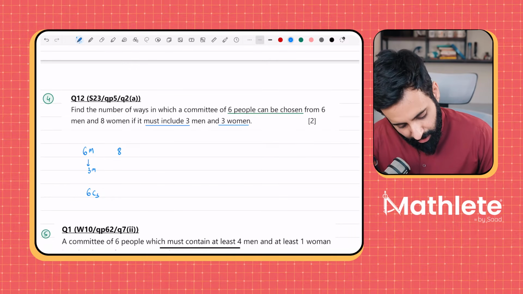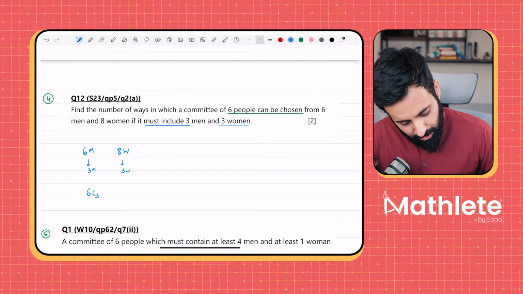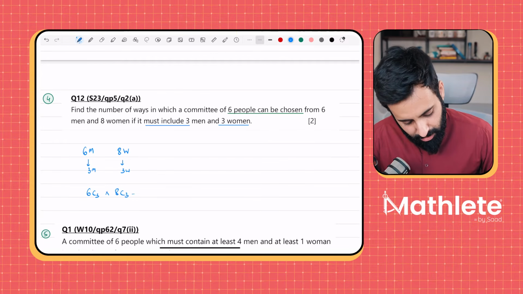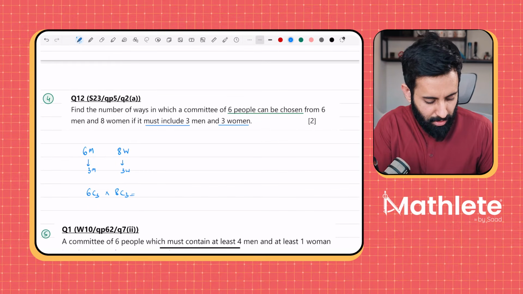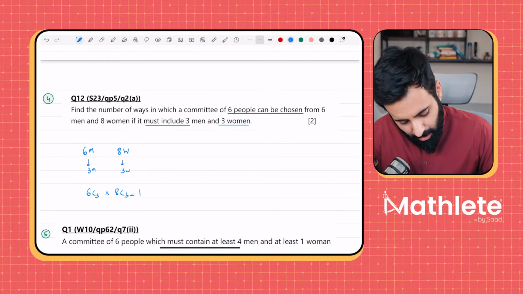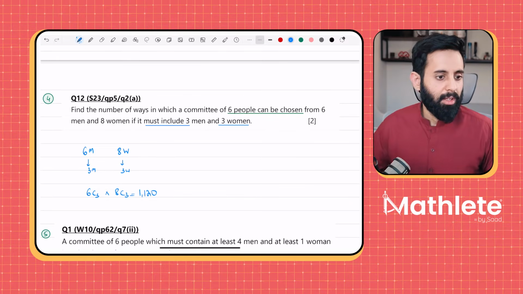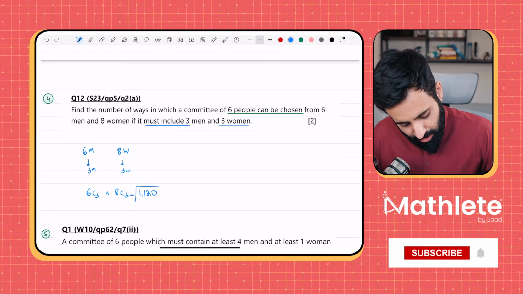And from the 8 women, we must choose 3 women. So how can you do that? That's 8C3. So let's work this out. Pretty easy, no? 6C3 times 8C3 is equal to 1,120. Let's see if that's the correct answer. Yep, that is the correct answer.